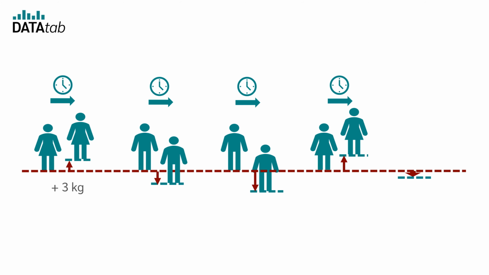Let's say the first person gained 3 kilos, the second lost 4 kilos, the third one lost 7 kilos, and the fourth person gained 5 kilos. So on average, the participants lost 0.75 kilos. Now the big question is whether the diet is responsible for the fact that there is a difference, or whether this difference occurred by chance and the diet has actually no influence. To answer this question, you now need the t-test for dependent samples.